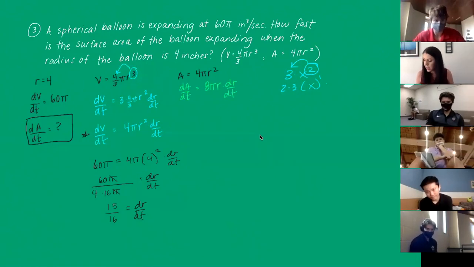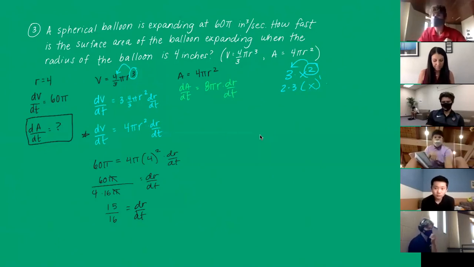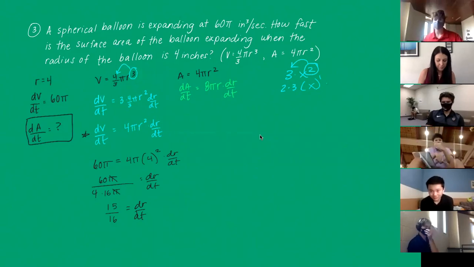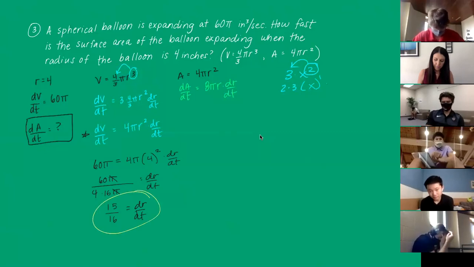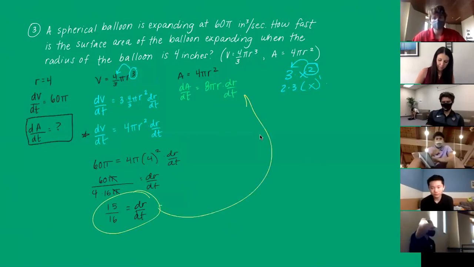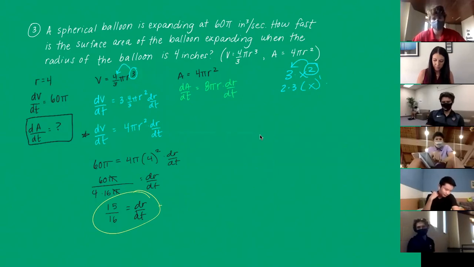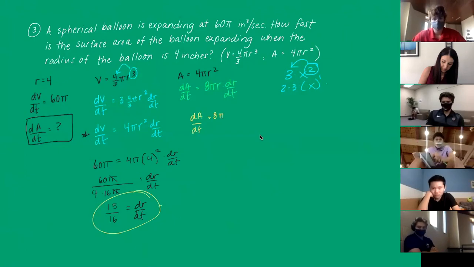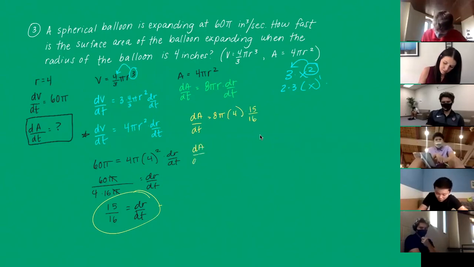Actually, let's go to someone I haven't picked yet. Justice, what would you do with that? Yeah, so after that, you could plug in your dr dt into the surface area with dA over dt. So you get dA over dt equals 8 pi times 4 times 15 over 16. Okay. And you get 32 pi times 15 over 16.